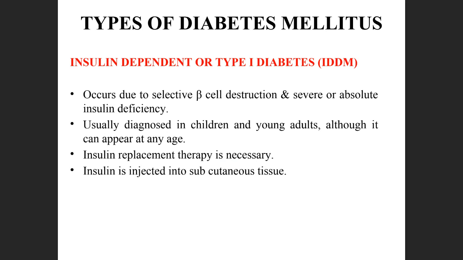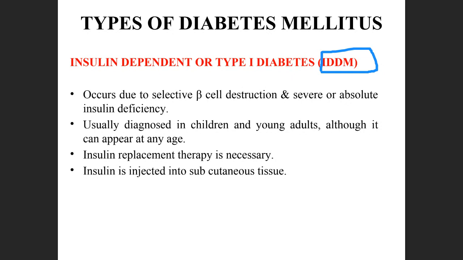Coming to the two types of diabetes, the first one is type 1, the second one is type 2. The first one is known as insulin dependent diabetes mellitus. That means the person is dependent on insulin. That is why it is known as insulin dependent diabetes mellitus.